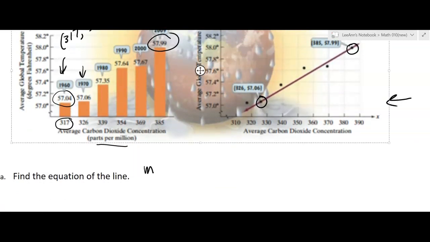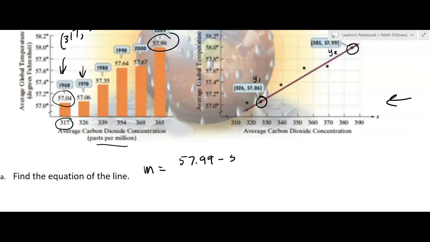So we're going to take, this will be like our y sub 2 and our y sub 1. So we're going to want 57.99 minus 57.06. And we're going to divide that by, and this will be our x sub 2 and our x sub 1, which is going to be 385 minus 326. Okay, so we're going to get a calculator and we're going to see what that is.